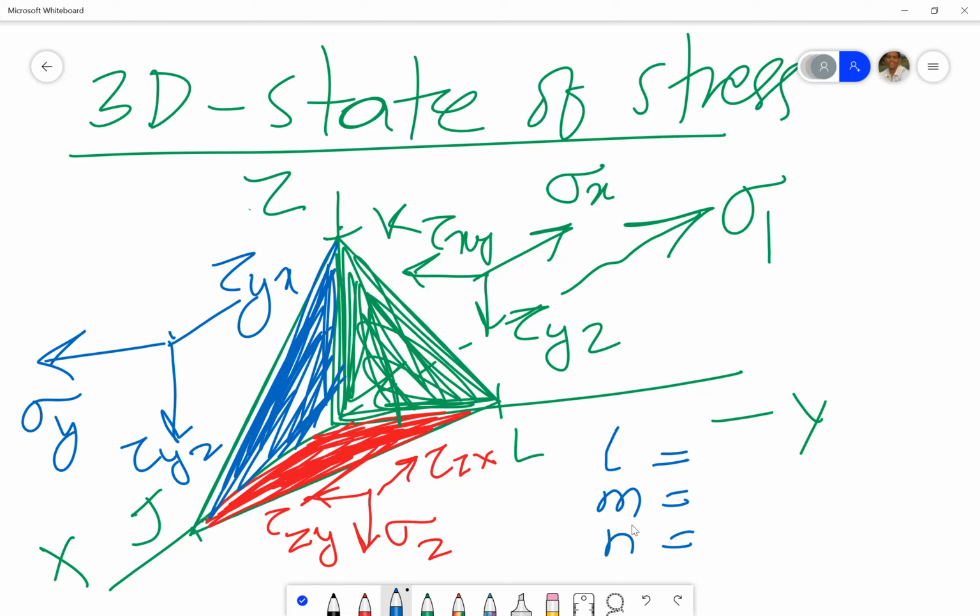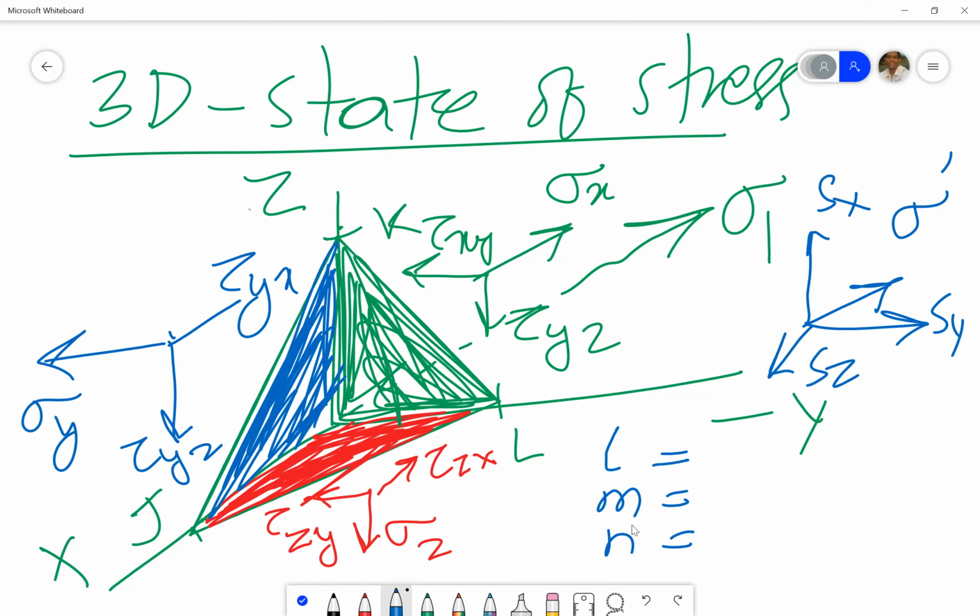If there is a stress on the oblique plane, in the previous plane stress case we had two components, Sx and Sy. As it is a three-dimensional case, we have Sx, Sy and Sz. The stress has three components, the components of the stress along each axis.